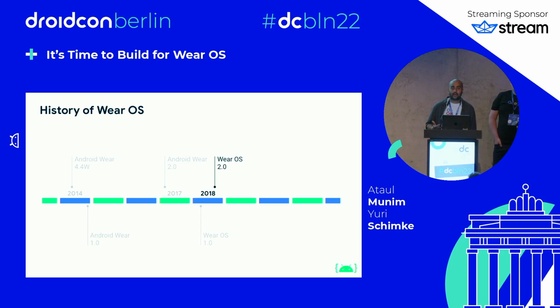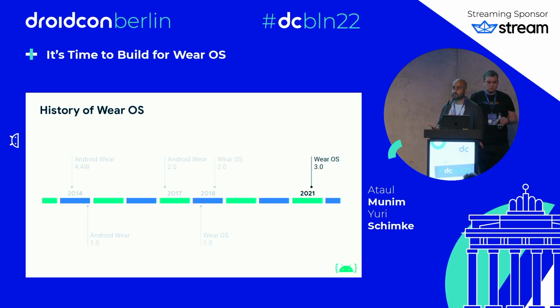Later that year, Wear OS 2.0 launched with feature updates focusing on glanceability and performance, so improving app launch times and battery life. And these were the sorts of relatively quiet but foundational improvements that were necessary to get us to where we are today, which is Wear OS 3.